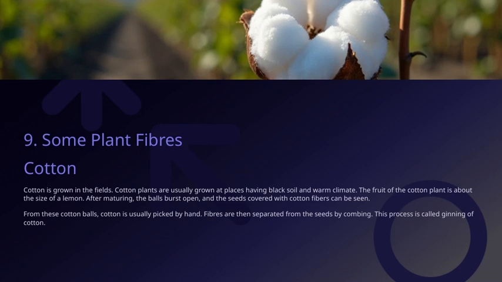After harvesting, the fibers need to be separated from the seeds, and this process is called ginning. Ginning involves combing the fibers away from the seeds, making the cotton ready for further processing. Understanding this process helps us see how natural fibers like cotton go from plant to fabric, highlighting the importance of agriculture and handcrafting in producing the textiles we use every day.